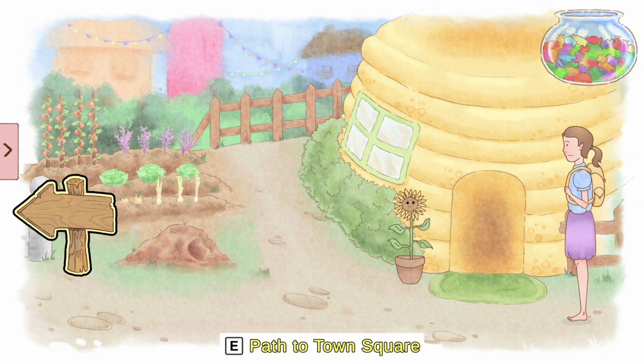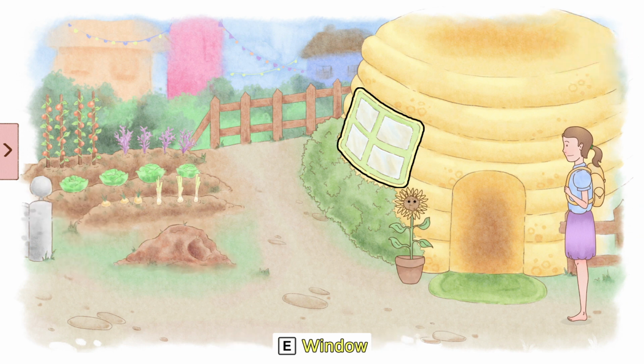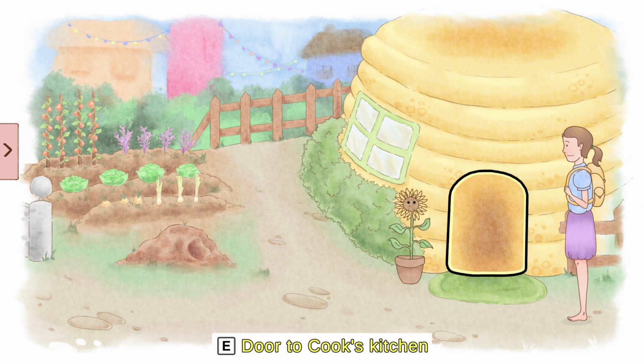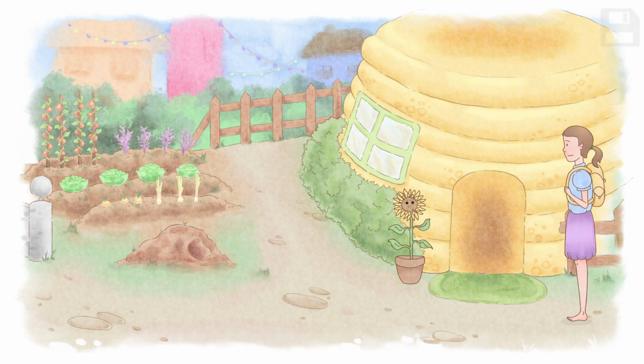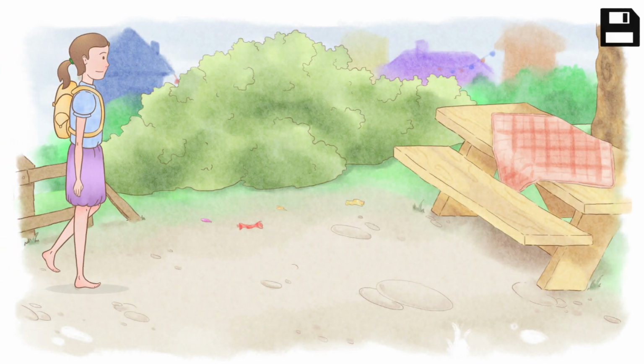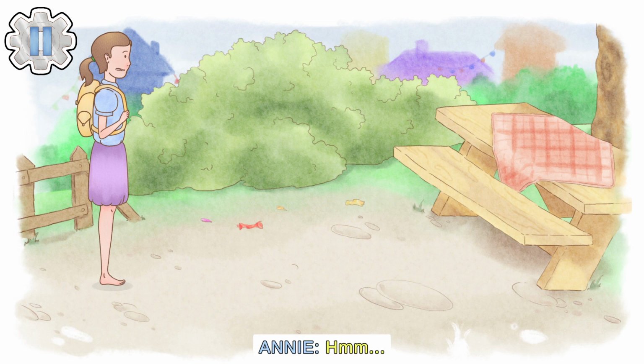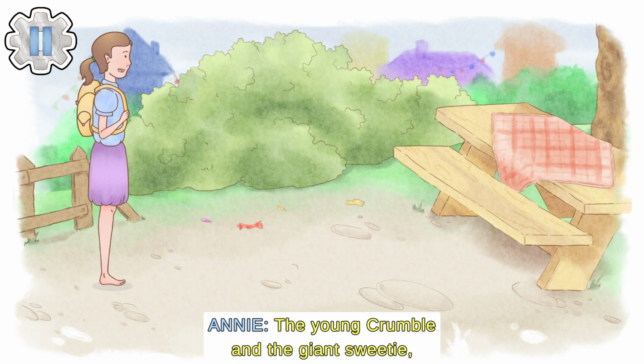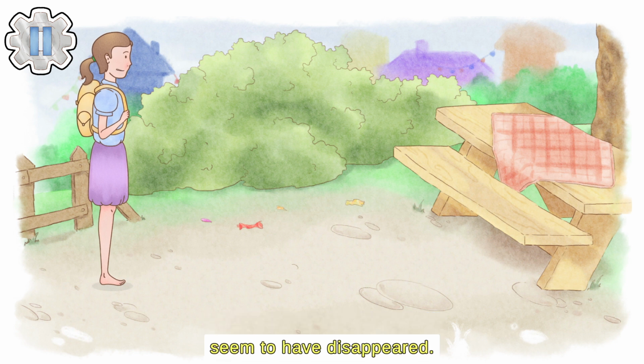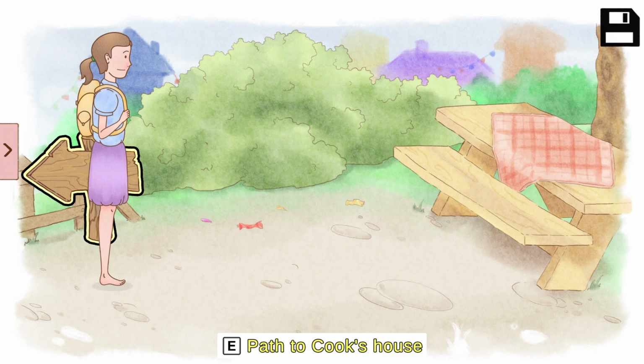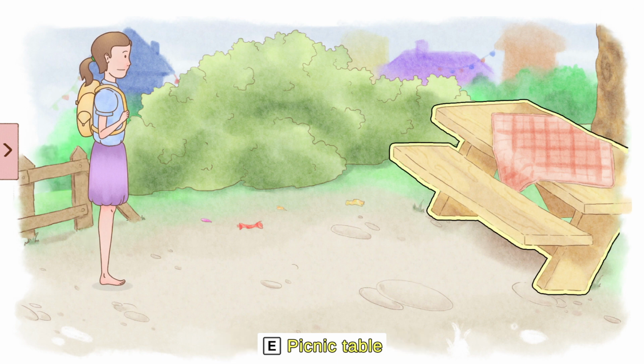What happens if we go back with a final showdown between me and Mr. Thief? The young Crumble and the giant sweetie seem to have disappeared. That's suspicious. Picnic table.